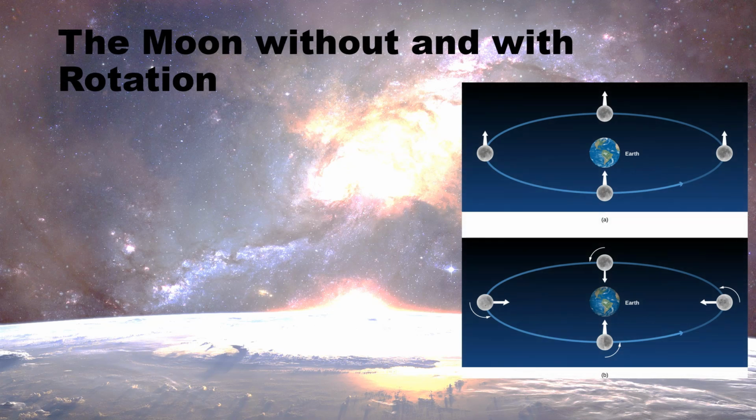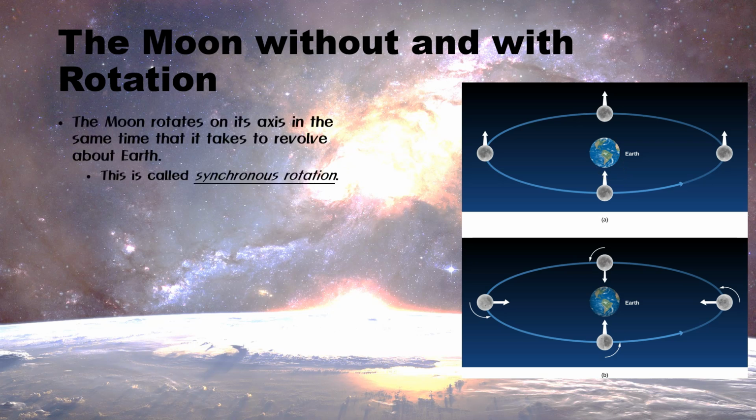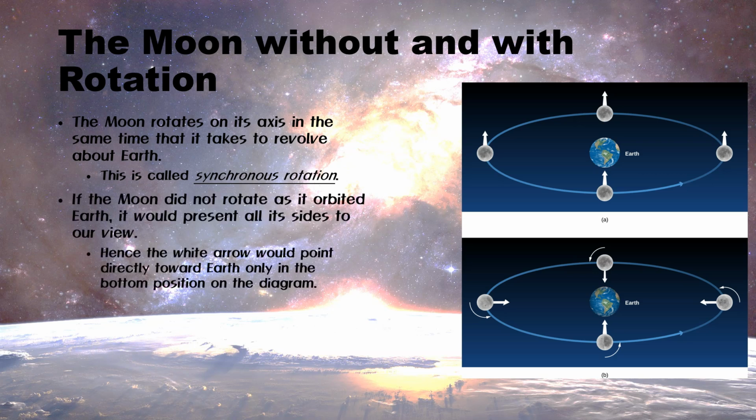So let's look at this with the moon with and without rotation, just to demonstrate what this would mean. The moon rotates on its axis in the same time it takes to revolve around the Earth. We refer to this as synchronous rotation. If the moon did not rotate as it orbited Earth, it would present all its sides to our view. Hence, the white arrow would point directly toward the Earth only in the bottom position of this diagram. And that's what we're seeing here. You can see it's only pointing to Earth right here at the bottom.